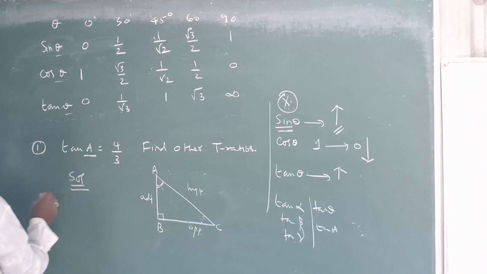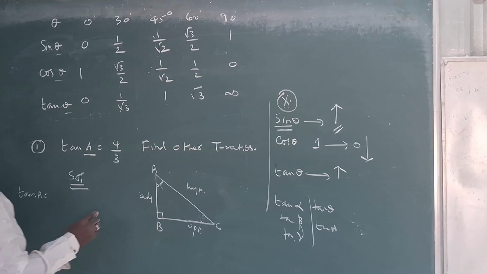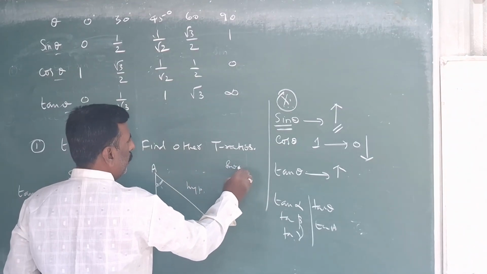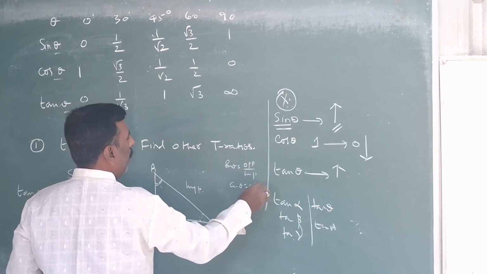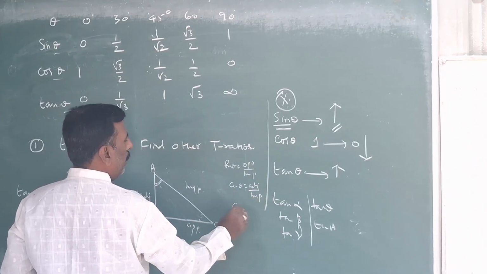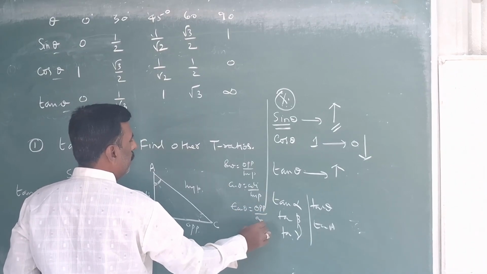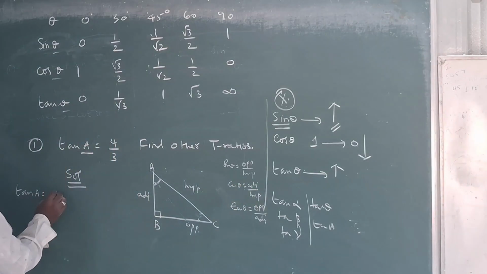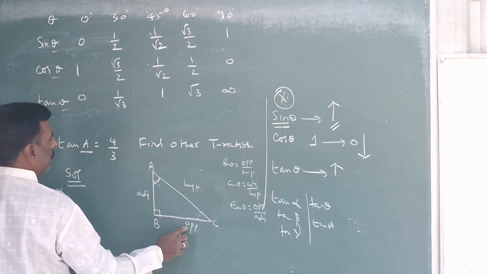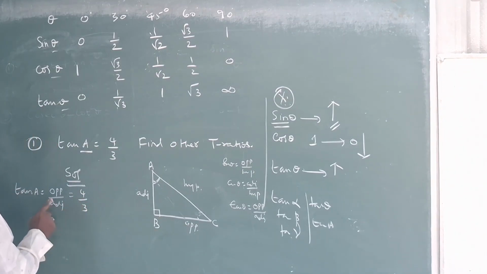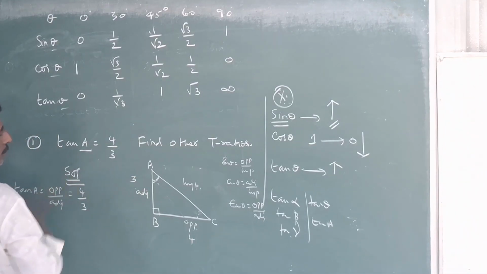So you know very well the formula of tan A, what is it? Sin theta is opposite side by hypotenuse. Cos theta equal to adjacent side by hypotenuse, and tan theta equal to sin theta by cos theta, which is opposite side by adjacent side. Here tan is 4/3. In opposite it is 4, in adjacent side this is 3.